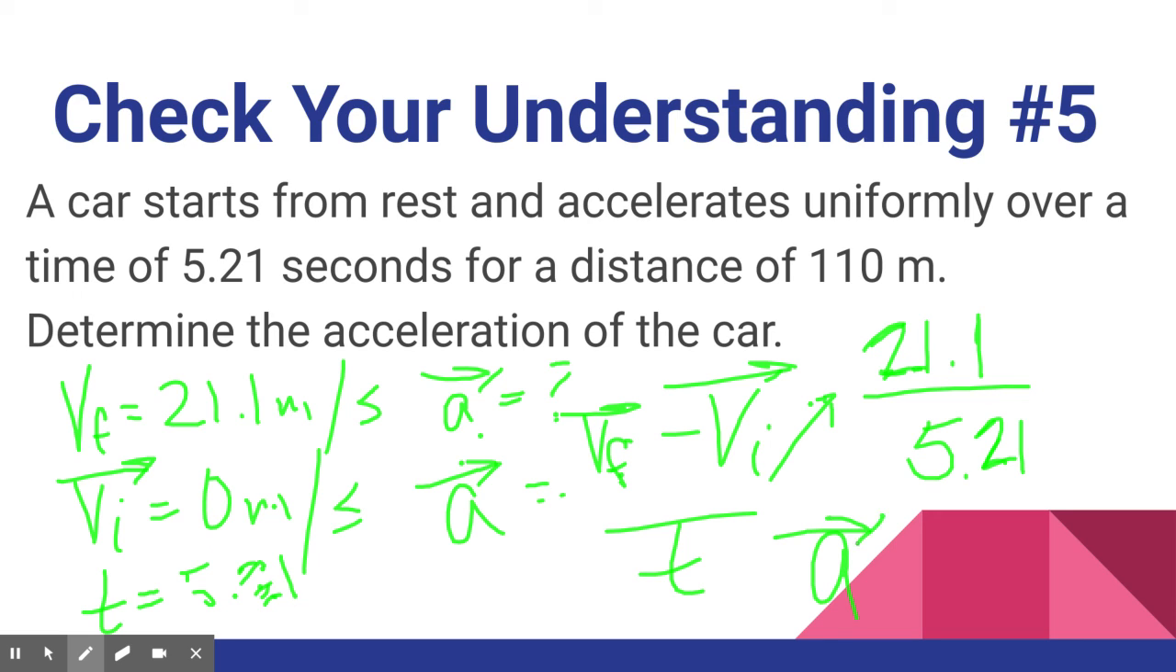Then we'll have acceleration here. Because remember, initial velocity is 0, so we just ignore it. That's 21.1 divided by 5.21. And then that's going to give us an acceleration here of 4.05 meters per second squared. And we'll say forward because it is speeding up.